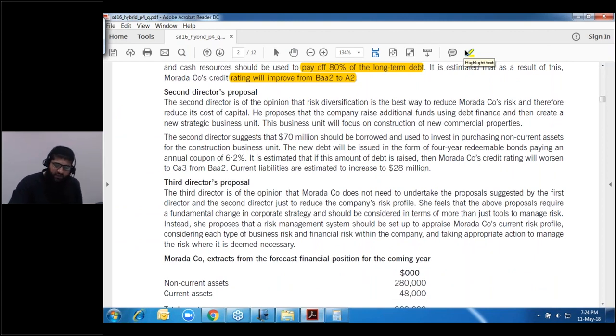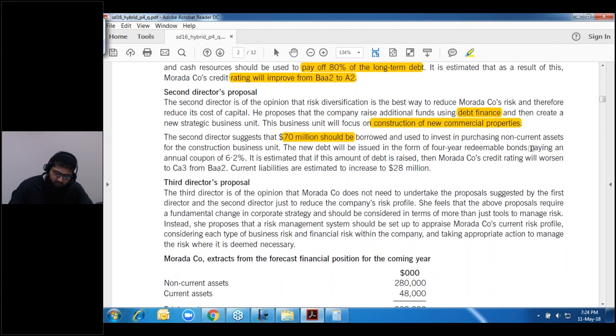It says the second director is of the opinion that risk diversification is the best way to reduce Morada's risk and therefore reduce its cost of capital. He proposes the company raises additional funds using debt finance and then creates a new SBU. The business unit will focus on construction of new commercial properties. The second director suggests that 70 million should be borrowed and used to invest in purchasing non-current assets.